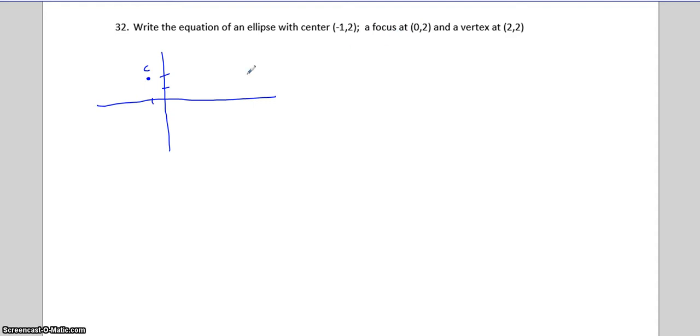We have a focus at 0, 2. That would be our focus. And the vertex at 2, 2. So if we wanted to sketch this thing in here, we already can see that it's going to look something like this. Right? The center and the focus is inside the vertex, so it looks like we have some good information. We know that it's going to be an east-west ellipse because the vertices always tell us which direction it's going to go. So we know that this is oriented this way. So it's going to be an east-west ellipse.